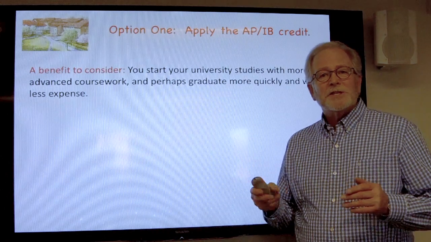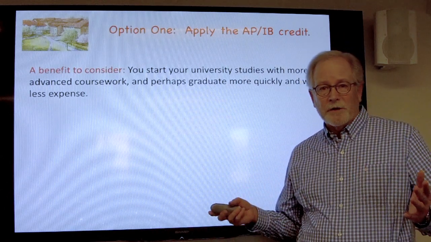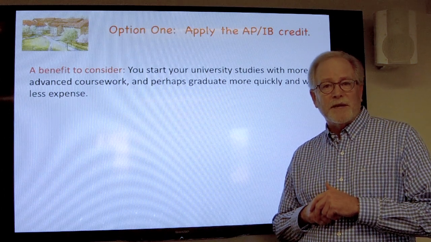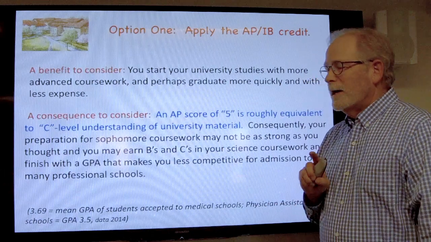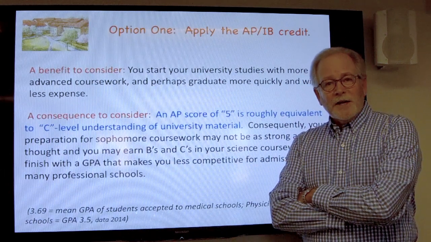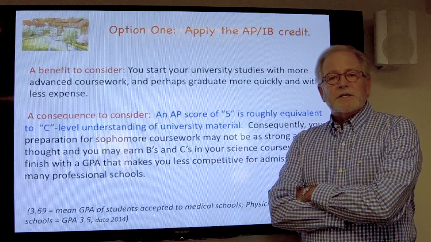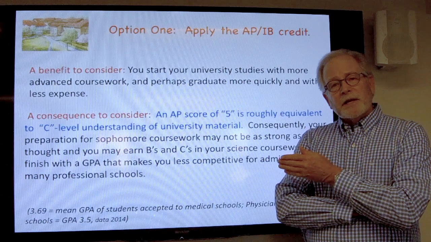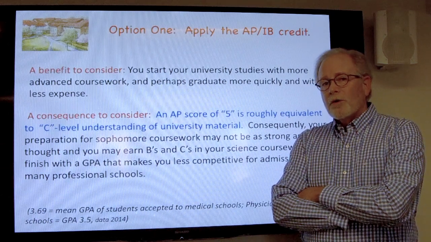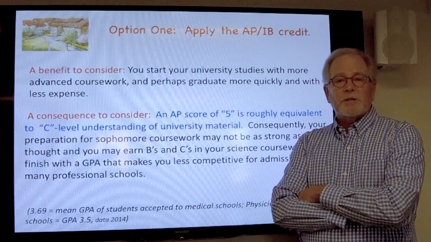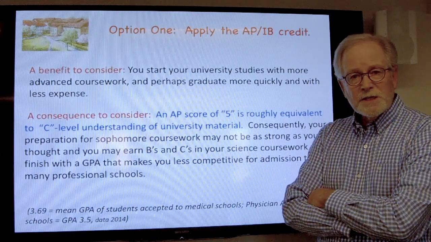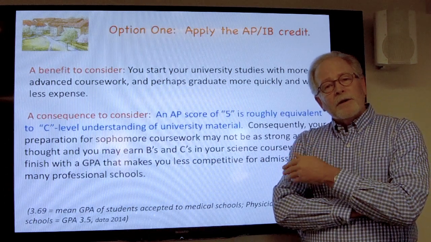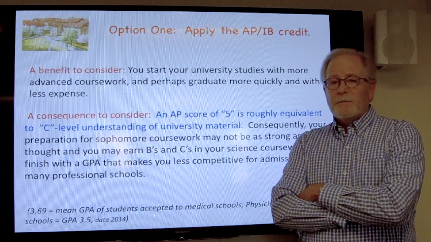So, what are the advantages of applying your AP credit? They're obvious. You've been told them by your high school. You can start with advanced coursework. You can finish your university career a little earlier and perhaps with less expense and less debt. Those things are true. Here's a consequence that you need to consider. At the University of Colorado, an AP score of 5 is considered equivalent to having a C level understanding of the material. And so applying your AP credit would launch you into sophomore level coursework with only a mediocre understanding of the foundational coursework upon which that sophomore work is based. As a consequence, you're likely to earn B's and C's in your sophomore level coursework, where other students that did not apply their AP coursework may do better.